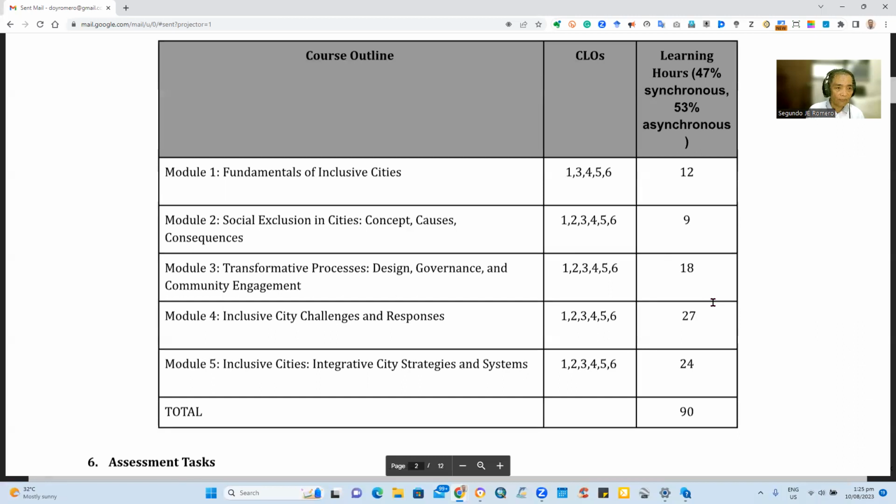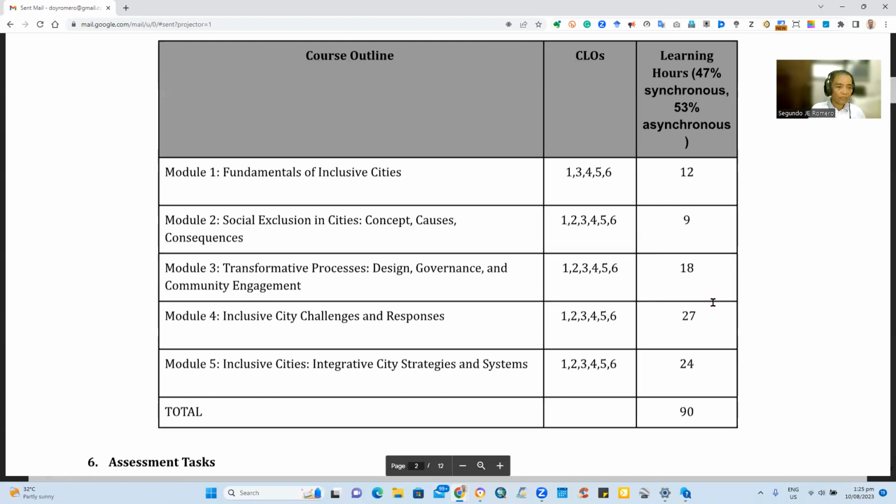In Module 2, we focus on social exclusion in cities, concept, causes, and consequences. And we are going to spend 9 hours on that. Module 3, transformative processes, design, governance, and community engagement. This will take up 18 hours. Module 4, inclusive city challenges and responses. This is the longest module. There are going to be 27 hours devoted to this particular module.